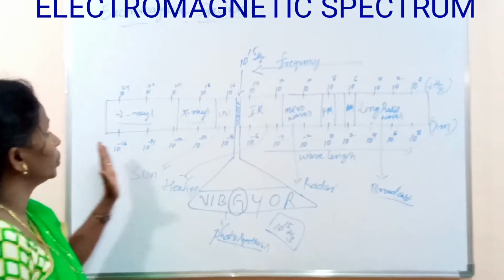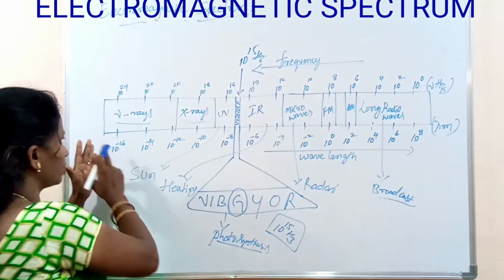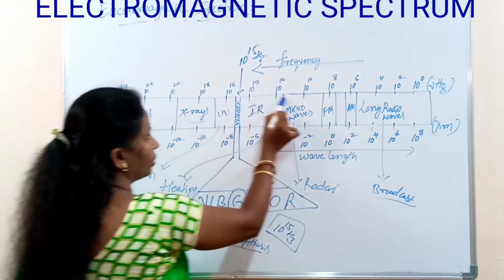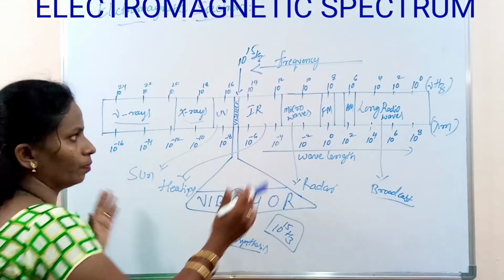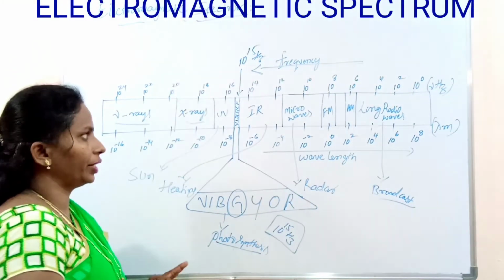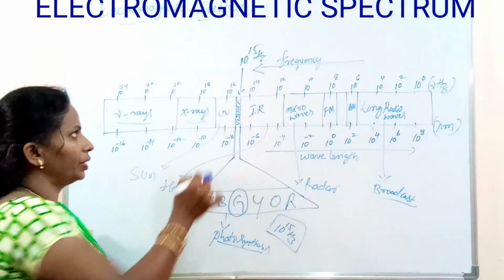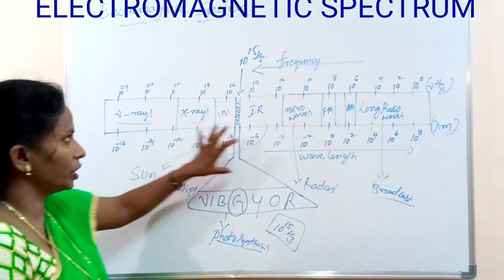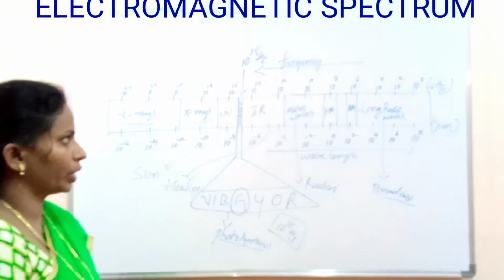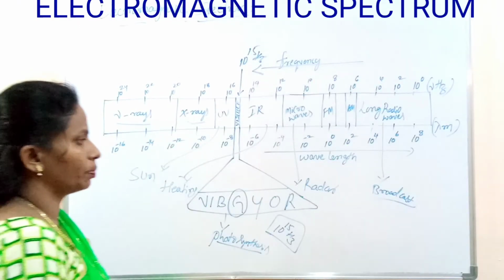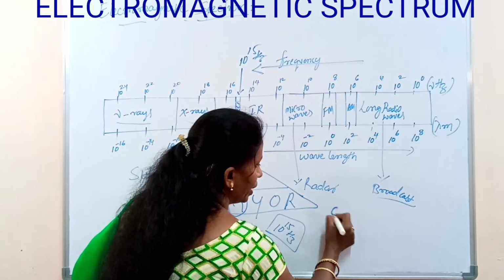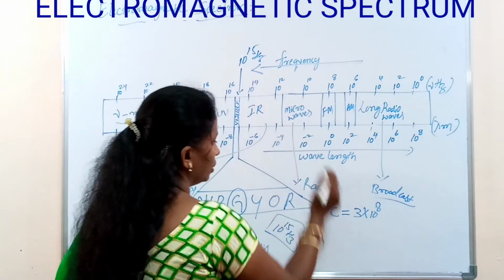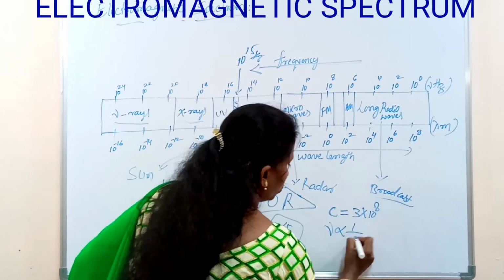So this is about the electromagnetic spectrum. In the spectrum, there is a continuous band of frequencies with no gap. All radiations have a particular frequency and a particular wavelength, and we define radiation mainly using frequency and wavelength. All these radiations travel in space with velocity c, which is 3 into 10 to the power of 8, and nu is proportional to 1 by lambda.